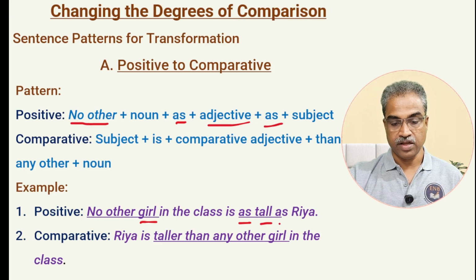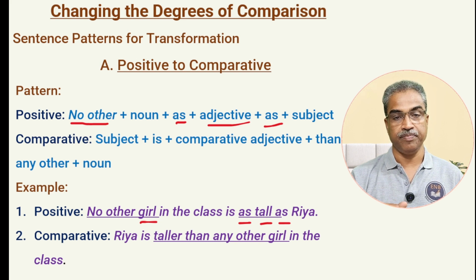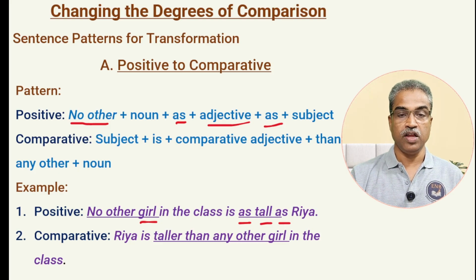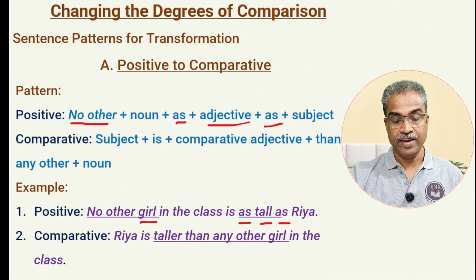Then again as, then subject Ria. So, no other girl in the class is as tall as Ria. This "as tall as" is a positive degree format. See, no other girl in the class is as tall as Ria. Now, when you change this one into comparative degree, it will be Ria is taller than any other girl in the class. See these phrases, no other, any other, than, all these things you need to learn.